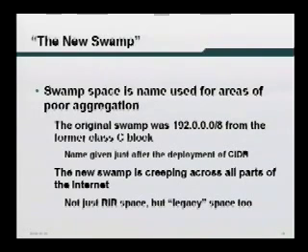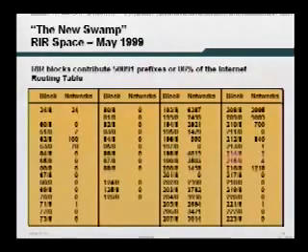Swamp space is a name that was used for areas of poor aggregation. This was back in the 90s again. That was swamp space. The original swamp was network 192/8, the original first /8 of the Class C block. That name came about just after the deployment of CIDR in '94. But the new swamp is creeping across all parts of the Internet, not just the registry space, but also the legacy address space as well.